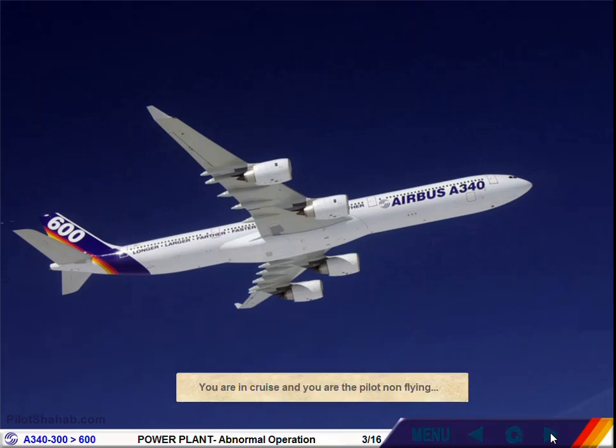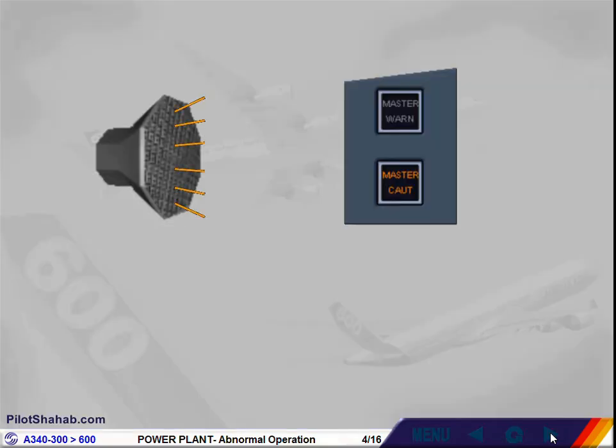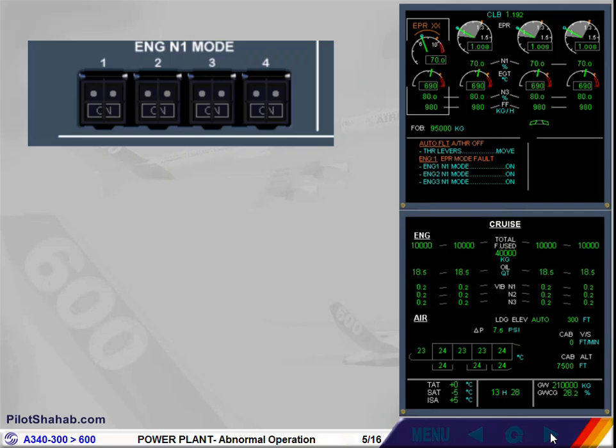You are in cruise, and you are the pilot non-flying. On the engine warning display, EPR XX indication appears in amber, and the affected engine FADEC automatically replaces EPR thrust indications by N1 thrust indications, both digital and numeric. The white box around engine 1 parameters is displayed to draw the pilot's attention.